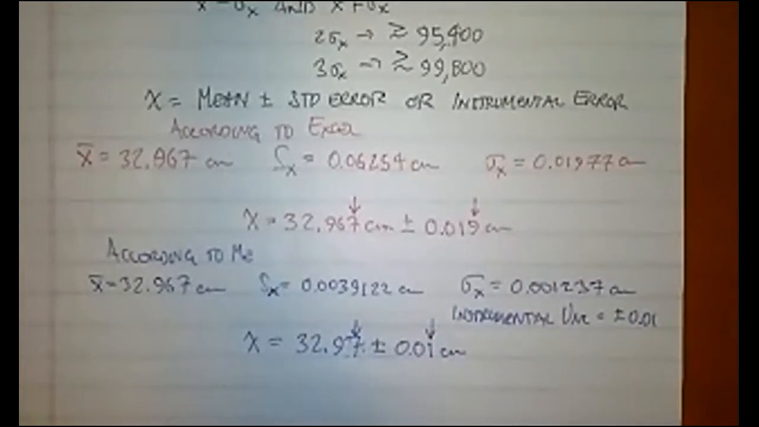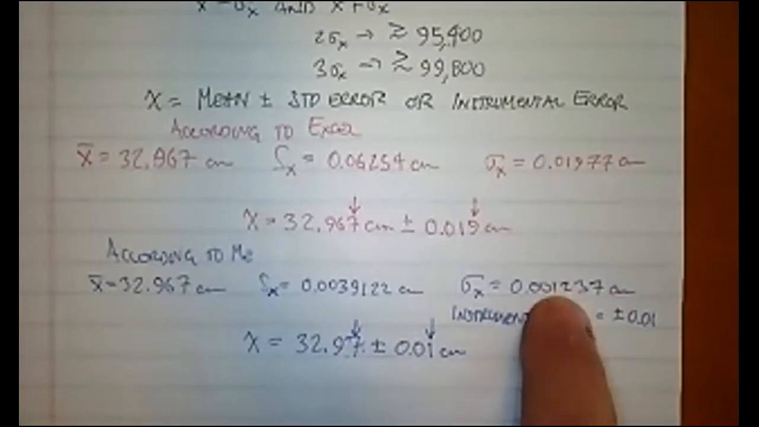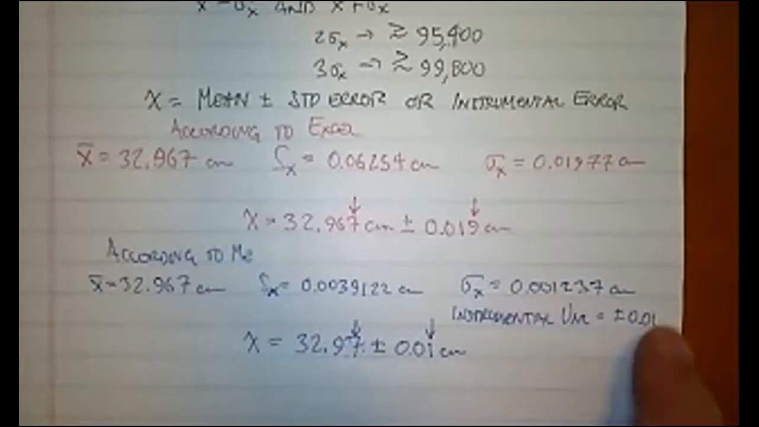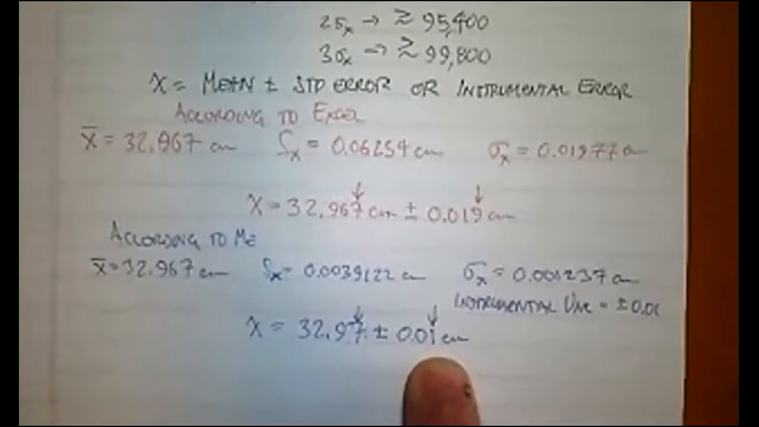Okay, so that's the way you're really supposed to round your numbers. And notice also that when the standard error came up smaller than the instrumental error, I still used the instrumental error. Does that make sense?